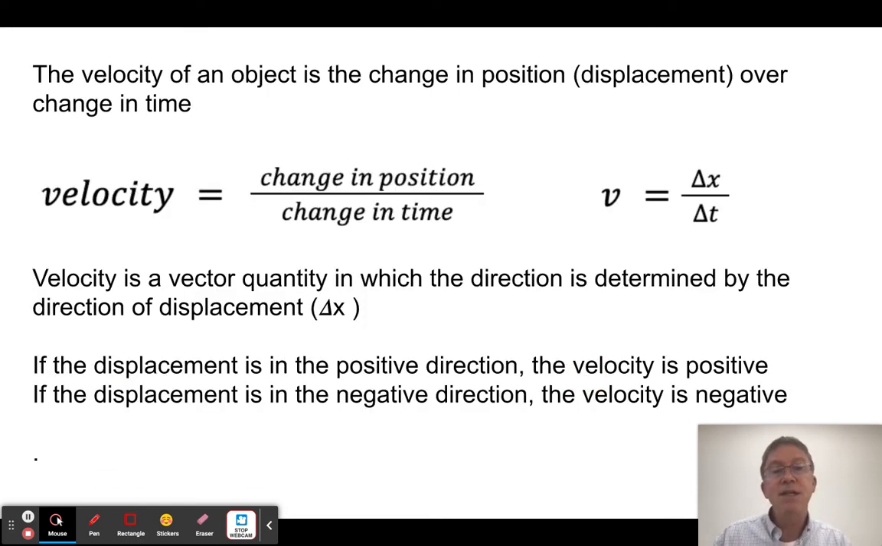Velocity is the change in position or the displacement that occurs over time. So it's like speed, but it's a vector quantity here. So this is the change in position, or the displacement, over change in time. This is an equation we use quite a bit this year. Velocity is equal to delta x, which means displacement, divided by time. Now it's a vector quantity, so the direction of the displacement is the direction of the velocity vector. So if the displacement is in a positive direction, then we have a positive velocity. If the displacement is in a negative direction, then we have a negative velocity vector.